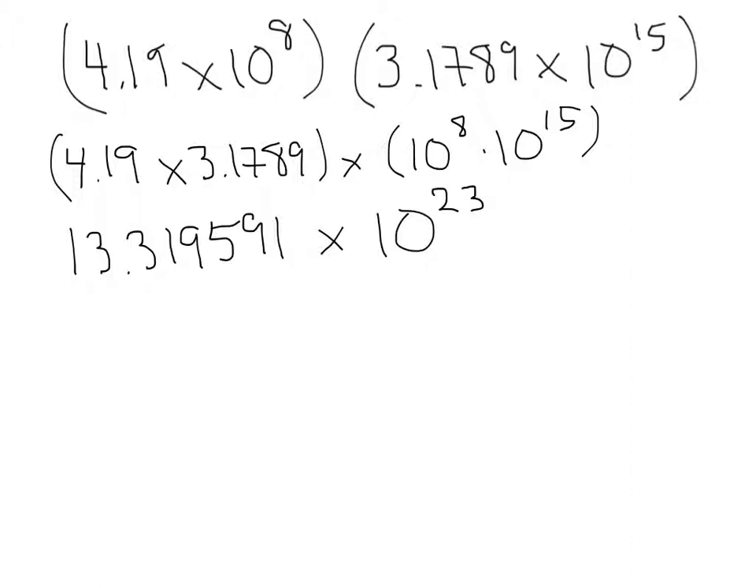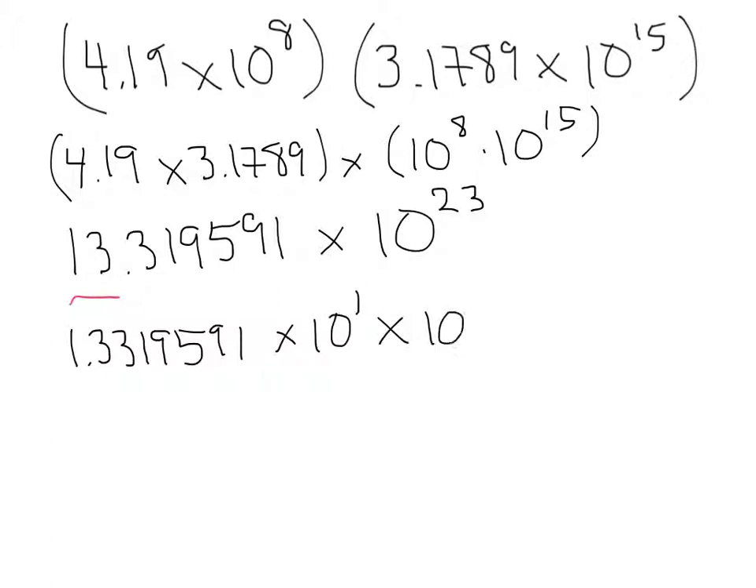So this now is a number we again need to fix, because we are not a digit in our leading digit. We're not a number between 1 and 9. We're 13. So we need to fix it. So once again, this is actually 1.3319591 times 10 to the 1st times 10 to the 23rd, and we put the tens together and we get 1.3319591 times 10 to the 24th.